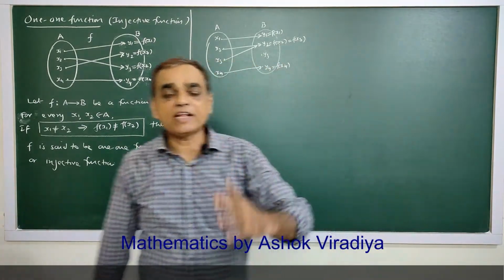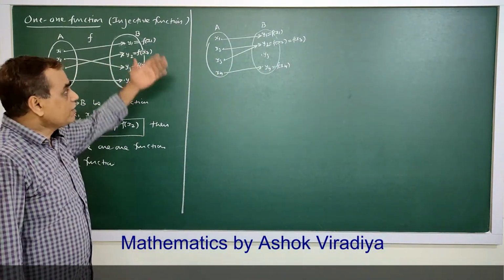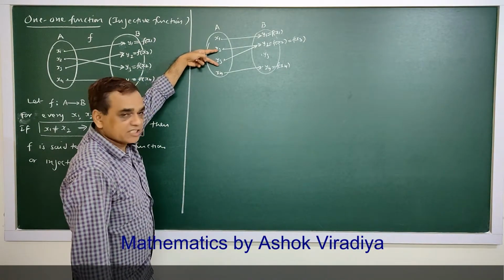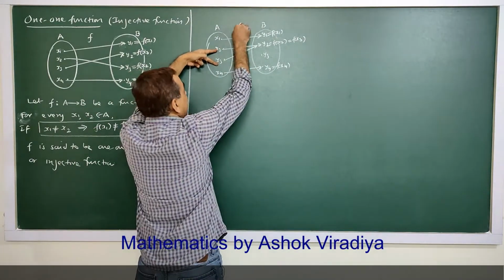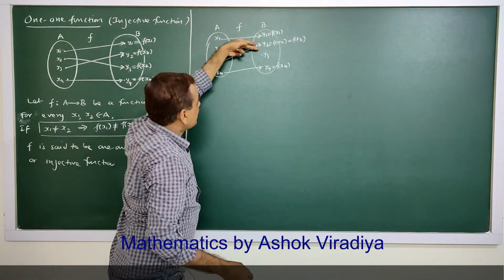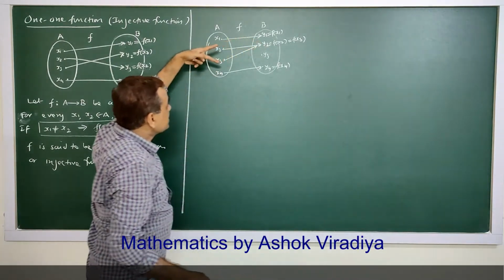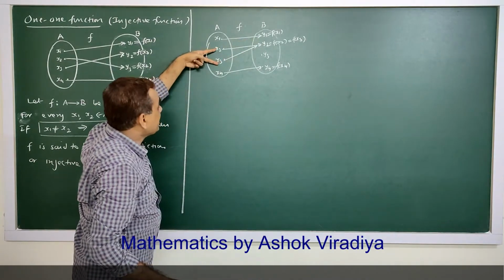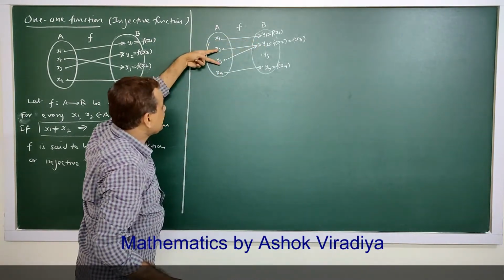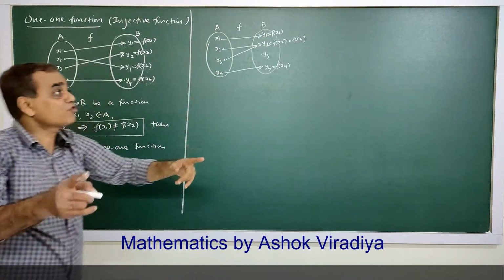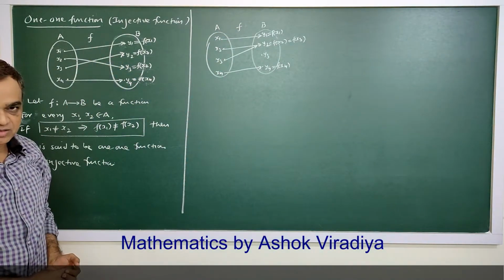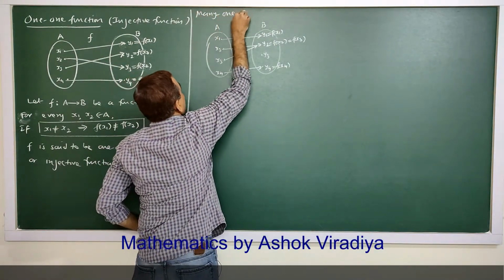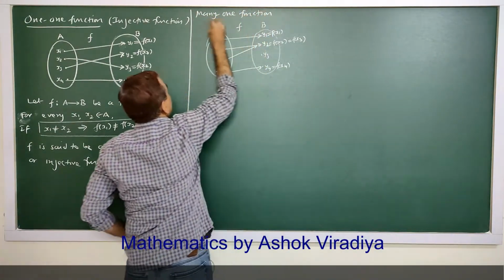So see here what is happening. In the domain, there are two numbers which are distinct, but under f their images are the same: distinct input, but same output. This is many-one. This function is a many-one function, which means not one-one.